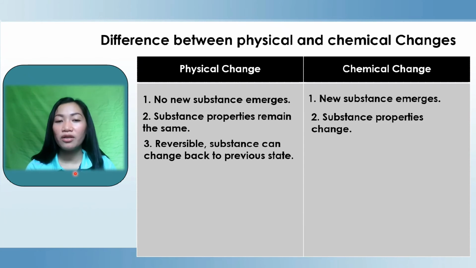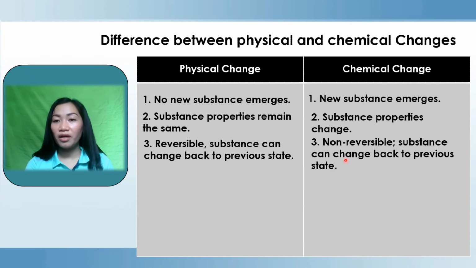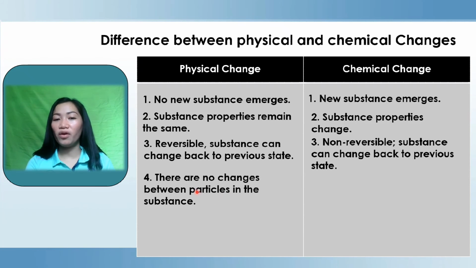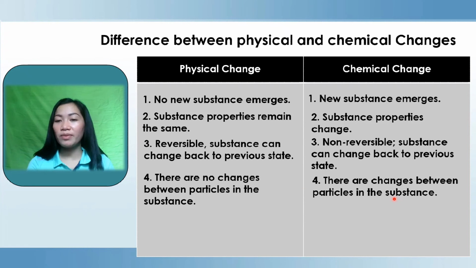Number 3, reversible. You can put it back to the previous state. While a chemical change is non-reversible. You cannot change it back to the previous state. Number 4, there are no changes between particles in the substance. Like if you cut the wood, it still remains as wood. In a chemical change, there are changes between particles in the substance, so there is a real change.